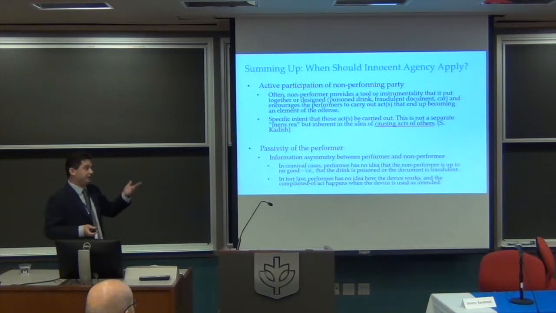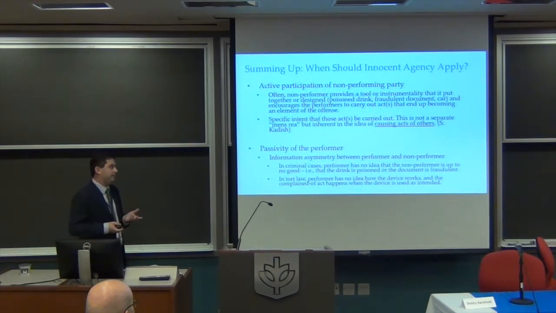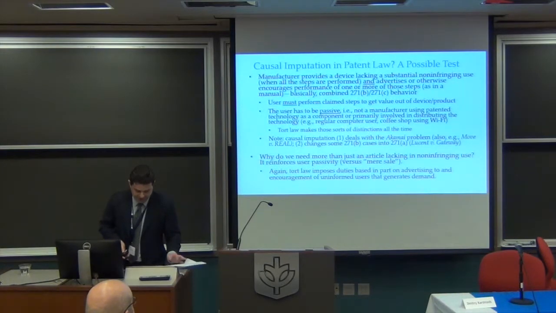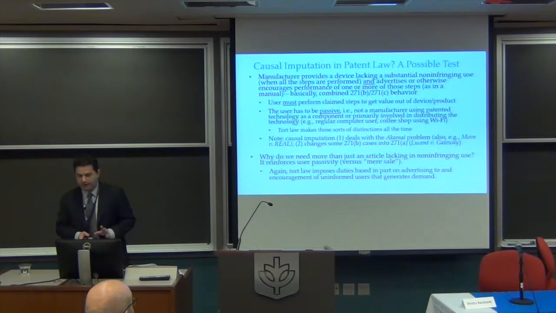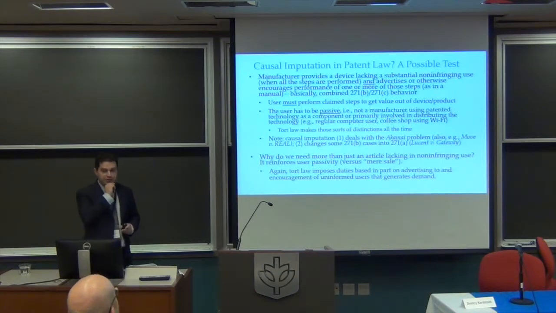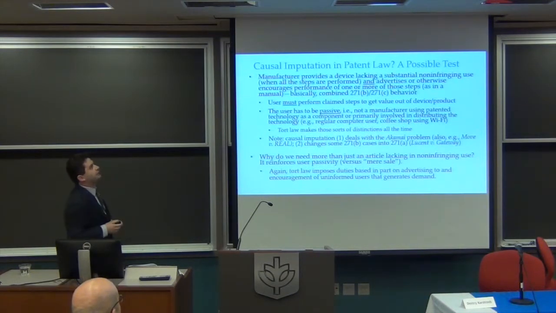In tort law, you have no idea how the device works, and the complaint of act happens when the device is used as unintended, so it's mysterious. So now, moving this to patent law finally, and I've gotten a lot of feedback and criticism on this test, and I've been trying to modify it, but in some ways, you might see imputation of acts of others in patent law.